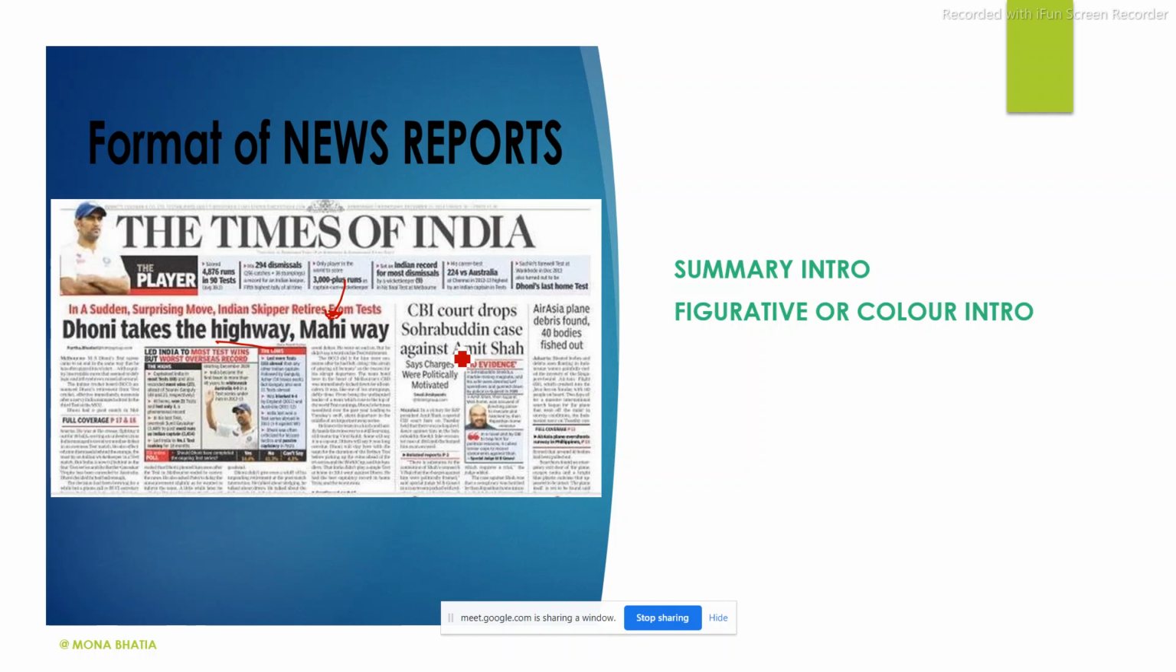Now on this side only, you can see: CBI court drops Sohrabuddin case against Amit Shah. Okay, so this headline itself gives you the full information that the case has been dropped. If you are interested and you're following up the news, then this is called the subheading. This is the heading, this is called the subheading, and then you will see the date here. This is the date. I should have zoomed it out, but it's okay. You are in the habit of reading the newspaper, so this is not a thing that you will not understand.